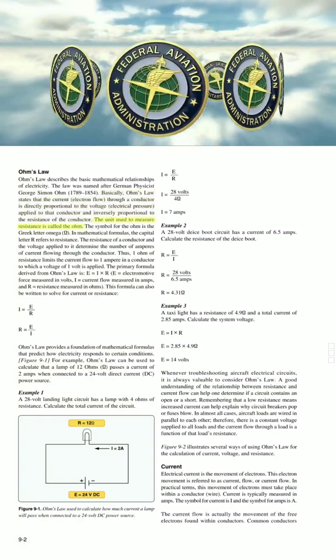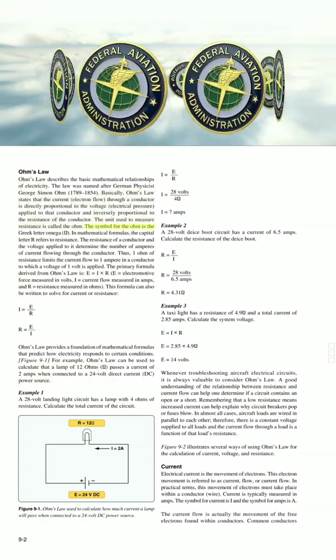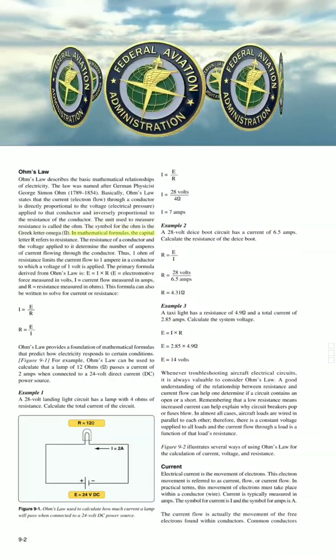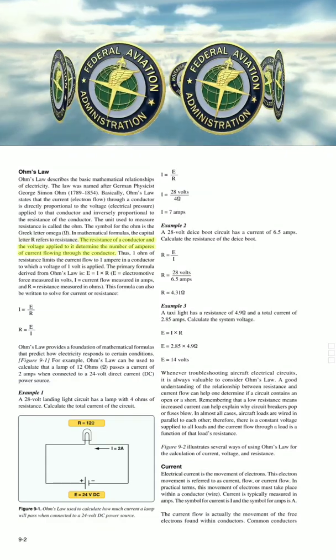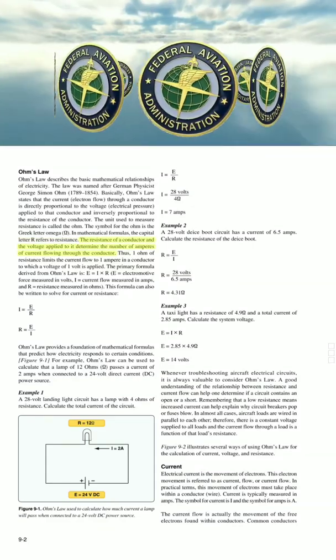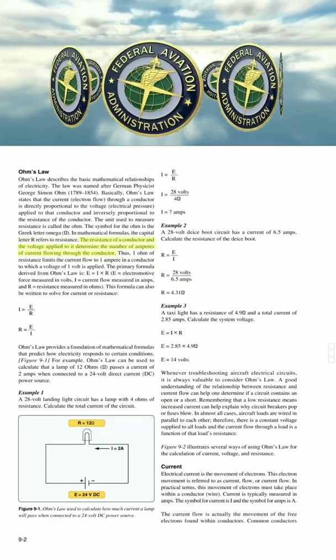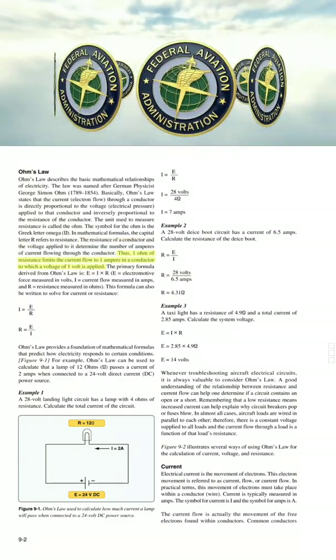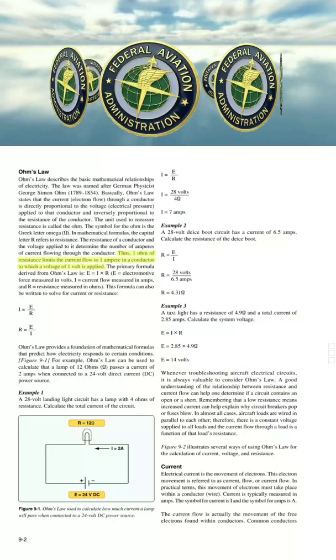The unit used to measure resistance is called the ohm. The symbol for the ohm is the Greek letter omega. In mathematical formulas, the capital letter R refers to resistance. The resistance of a conductor and the voltage applied to it determine the number of amperes of current flowing through the conductor. Thus, 1 ohm of resistance limits the current flow to 1 ampere in a conductor to which a voltage of 1 volt is applied.